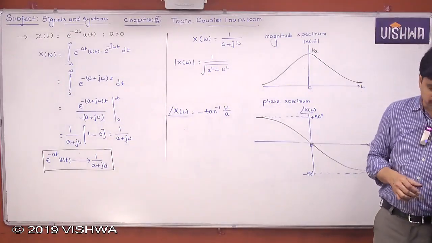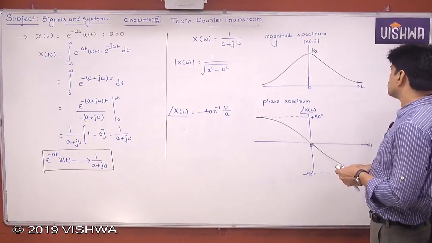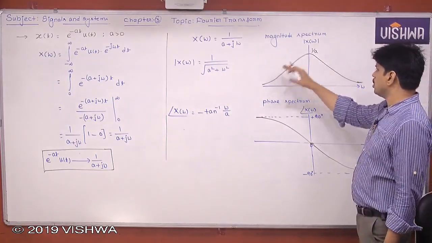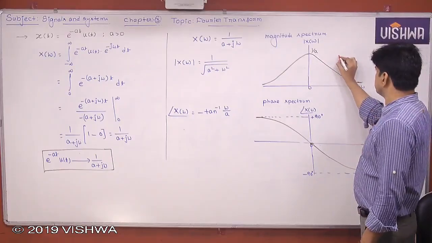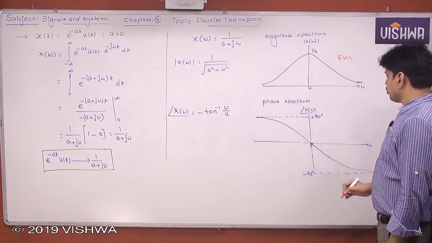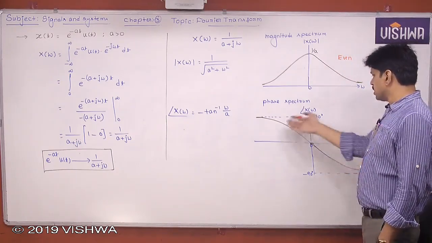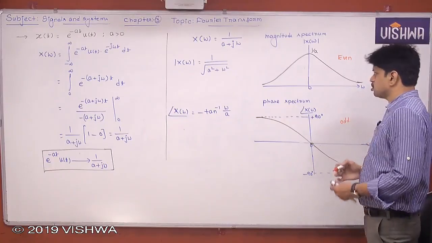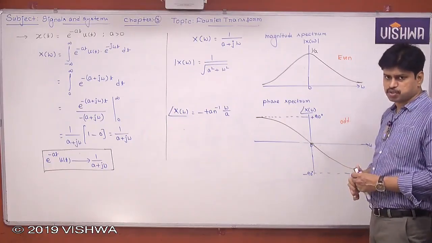If you observe carefully, is the magnitude spectrum an even function of omega? Of course. If you fold it, you are going to get the same, so it is even. What about the phase spectrum? Because for this one it is negative, it is an odd spectrum. Odd spectrum. I already told you these things. Okay. Take it.